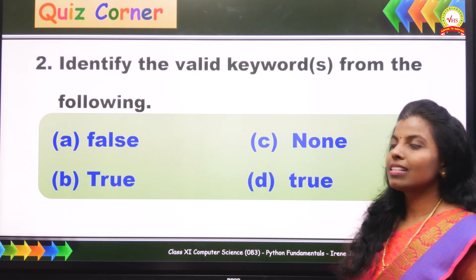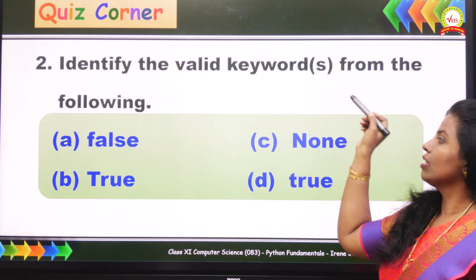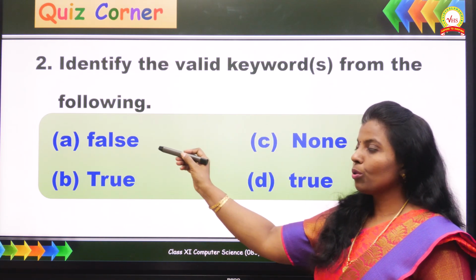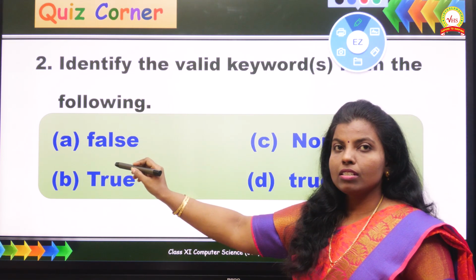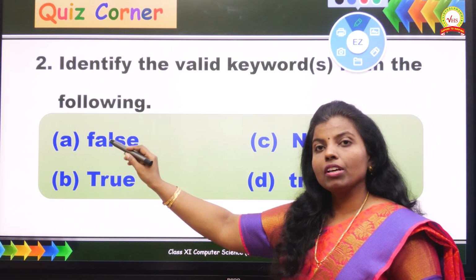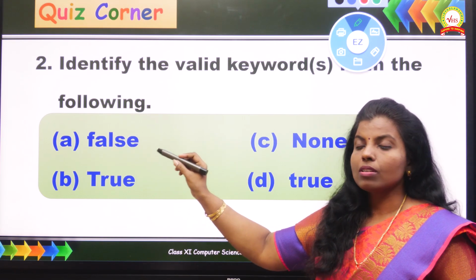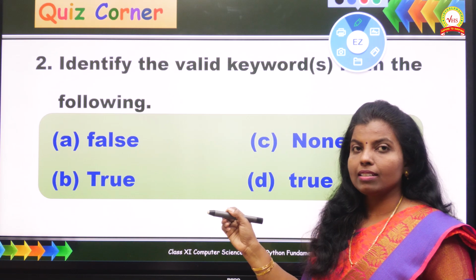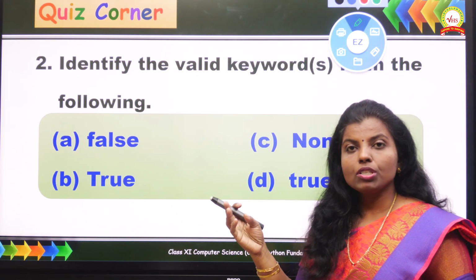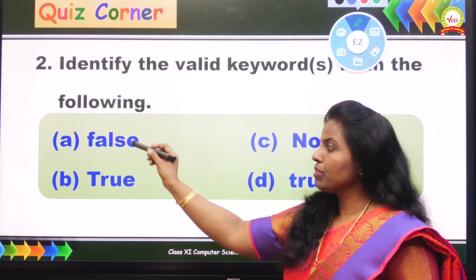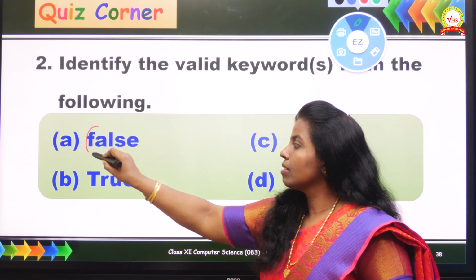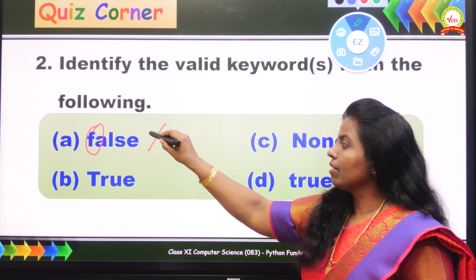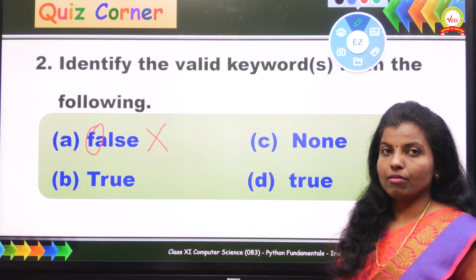The next question is, identify the valid keywords from the following. We have to identify the valid keyword. Let us go through them one by one. The first keyword is false. Here we have learned about all these keywords. Only three keywords begin with an uppercase letter. They are False, True, and None. But if you see here, false begins with a lowercase letter. So this becomes an invalid keyword. So this is not going to be the answer for us.